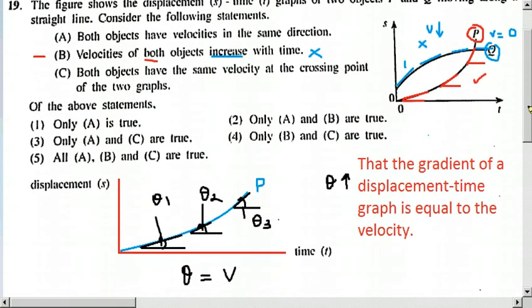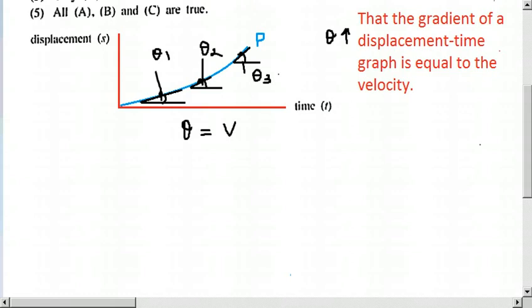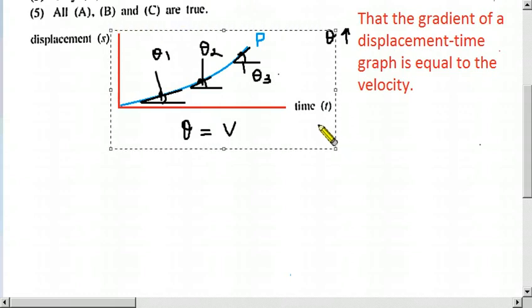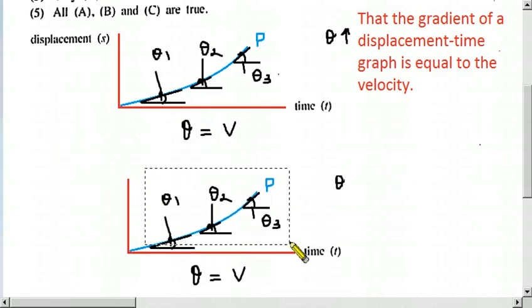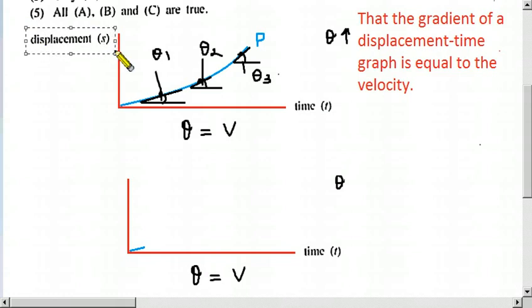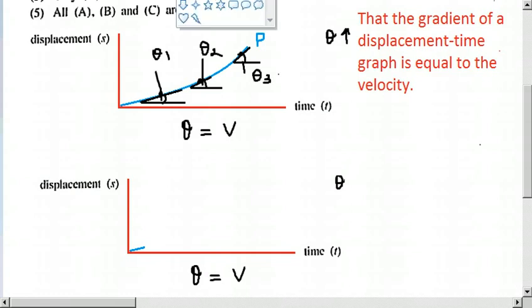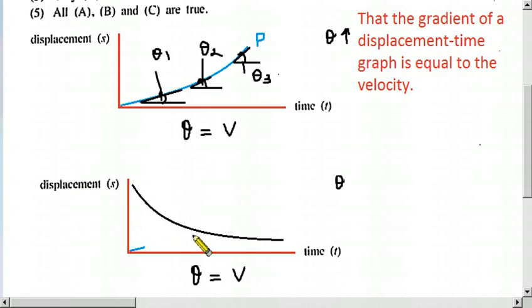So now let us recall our knowledge about the direction of the velocity, the direction of the gradient. Suppose the graph is like this, then the gradient is like this at the beginning, and in the middle, and closer to the end. Let us examine the gradient at these points.